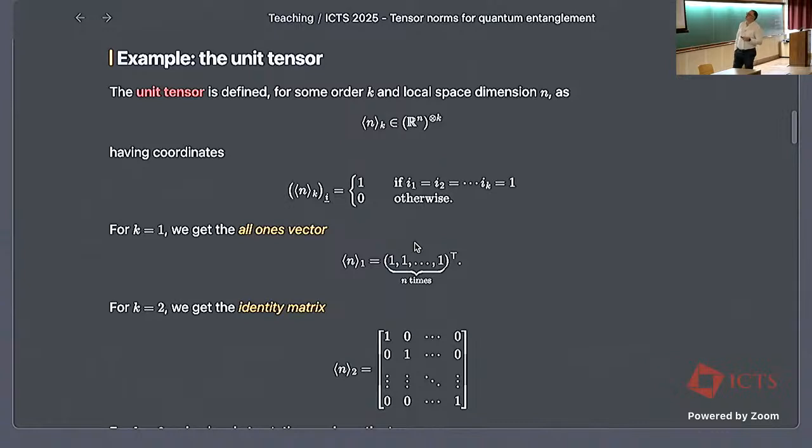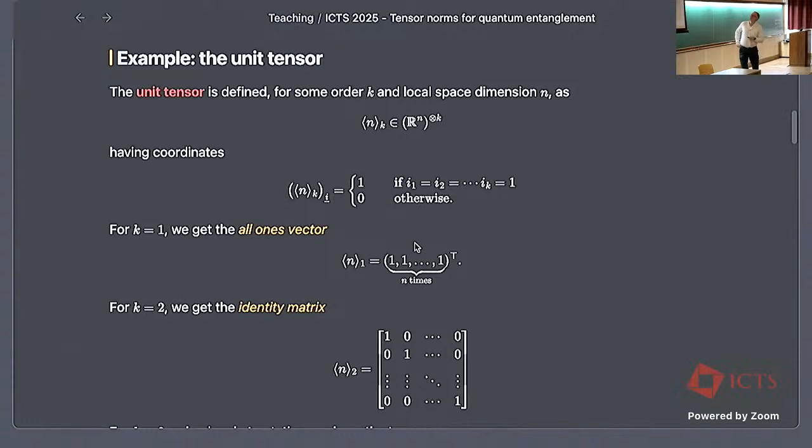So the coordinate i_1, i_2, up to i_k, so this underline i, is either 1 or 0, and it's 1 if all the indices are the same. If the indices are not all the same, so if some of them are different, then it's 0.